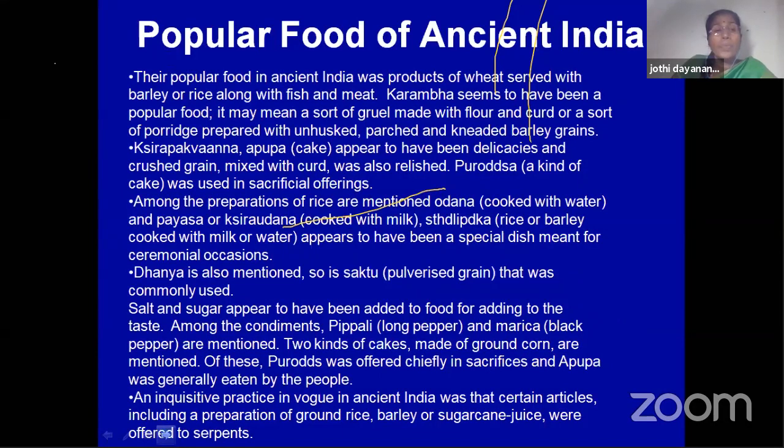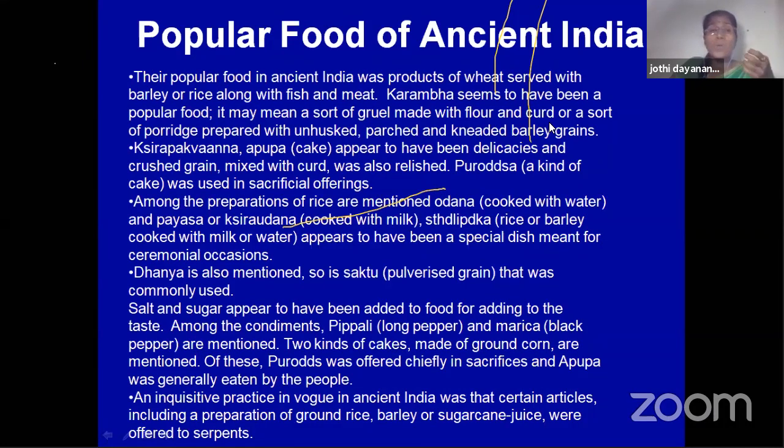So this is how we have now come to the popular food of ancient India, where they have spoken about, of course, rice, wheat, and barley. They also went to the riverside all the time to get fish as a part of their food, and they also went for hunting. That was always there. And when you look at the popular food that they had, basically it was with flour, that is wheat flour.